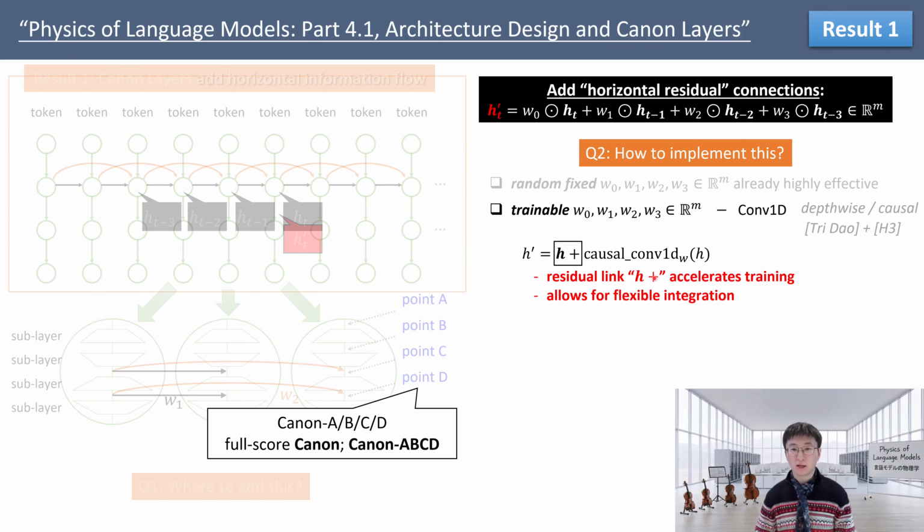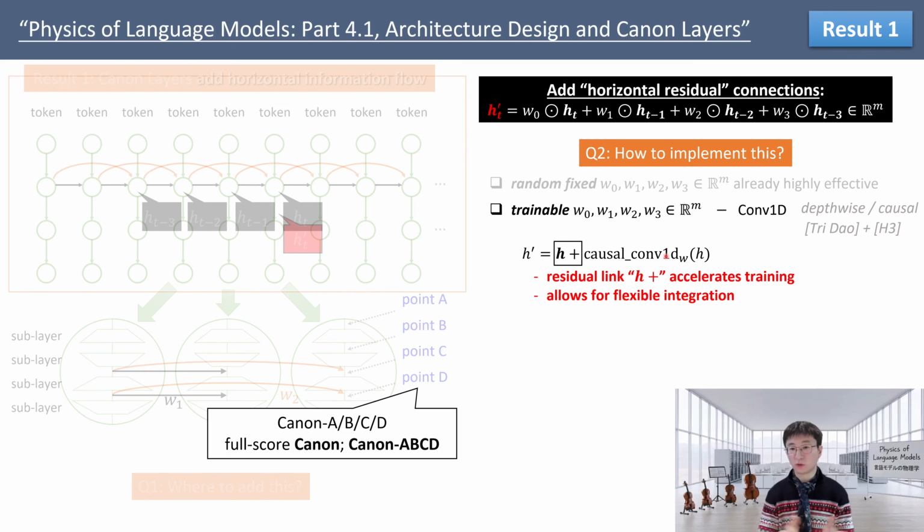As we will see in a lot of experiments today, this residual link turns out to accelerate training and makes it very stable in terms of where you want to integrate such Canon layers into your architecture. Think about it: at random initialization, the causal Conv1D part is going to give you almost zero contribution; it's totally random with expectation 0. Therefore, at random initialization, your model functions as if the horizontal information flow doesn't exist, so at the very beginning you're fully respecting the original architecture's functionality flow.